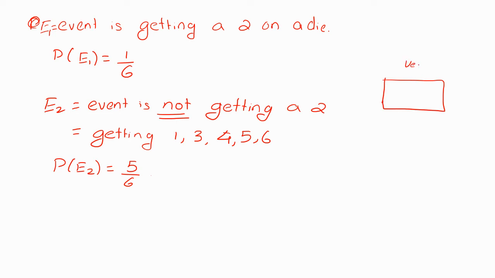Now E1 and E2, if you check them in Venn diagrams, which you might have already seen, there is nothing common between them. They are exactly opposite to each other: getting a 2 and not getting a 2. Such kinds of events are called complementary events.